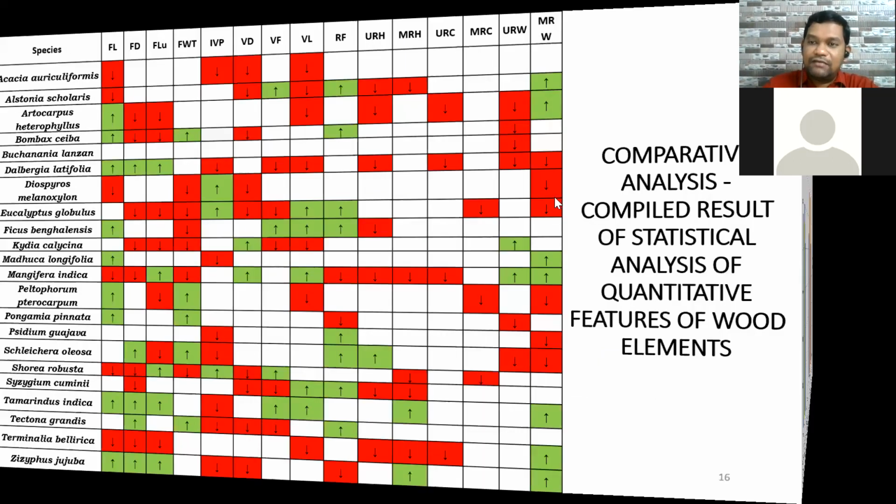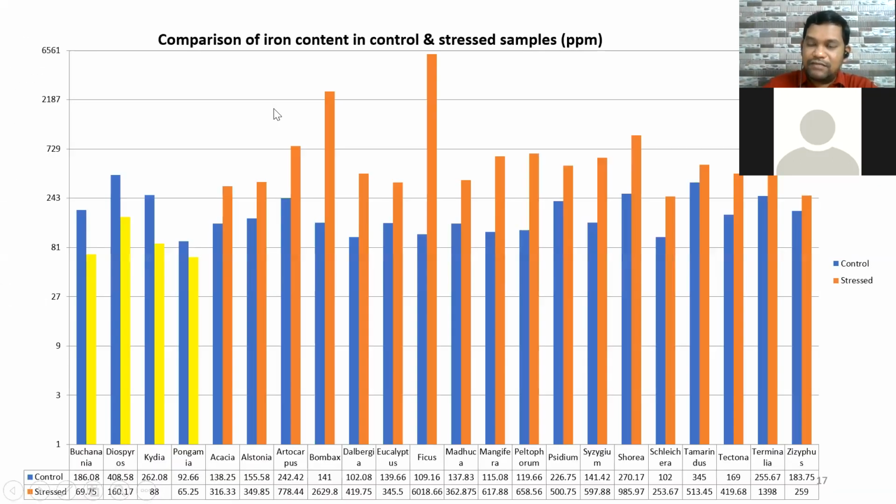Then the other parameter which I did was the estimation of the iron element content in ppm. So here I predicted that all the stressed samples of all the 22 species will have high iron element content as compared to the control counterparts. But to a surprise, I found that out of 22, 4 of the species, they show relatively less iron content in the stressed sample as compared to the control. There could be many reasons for this.